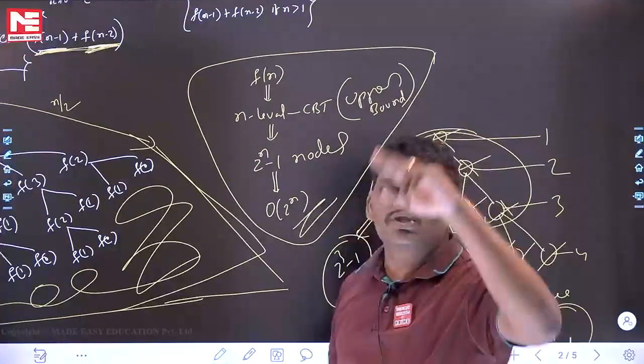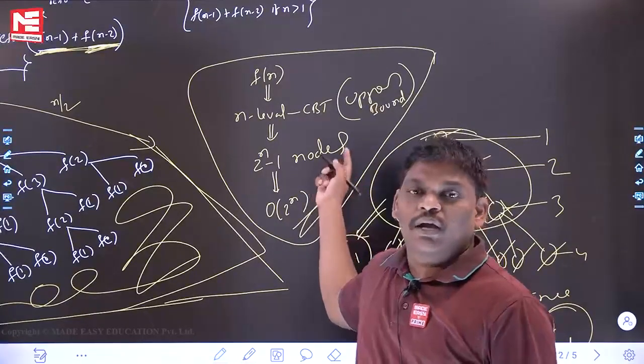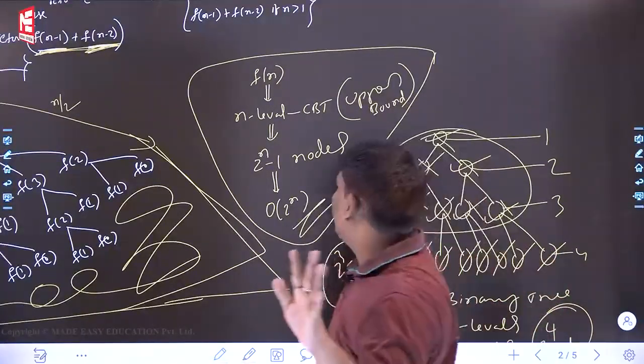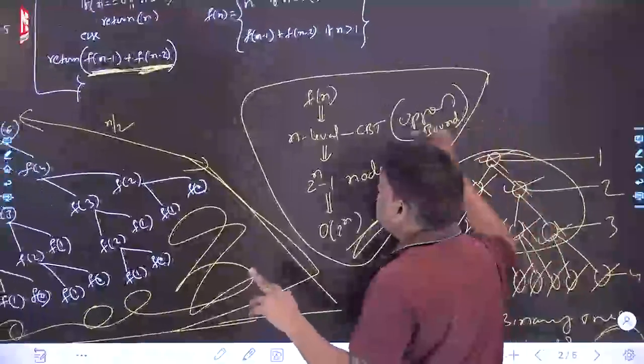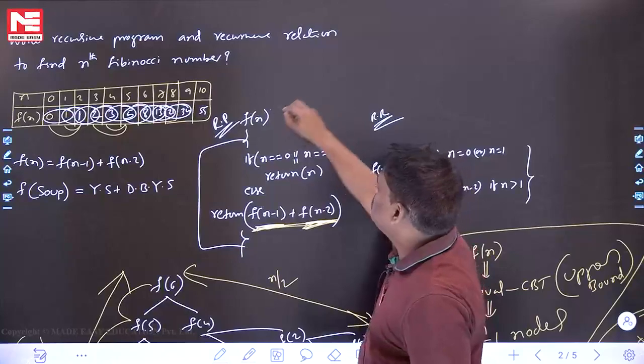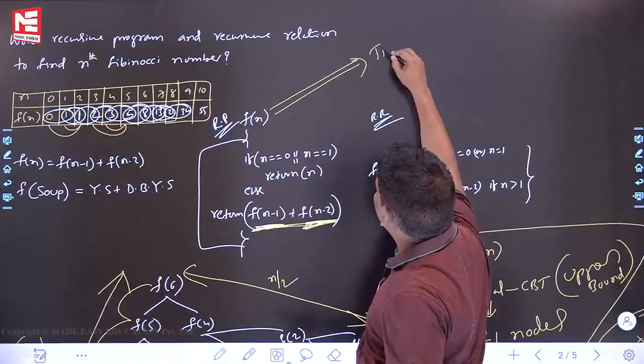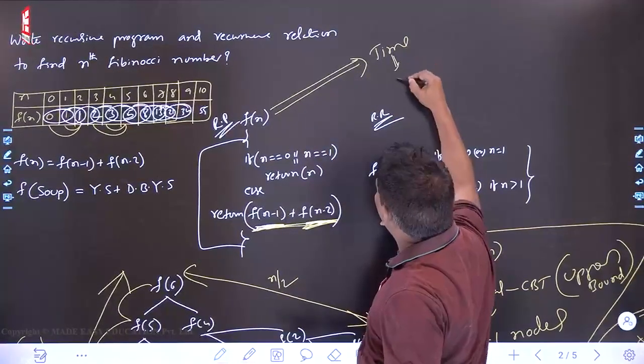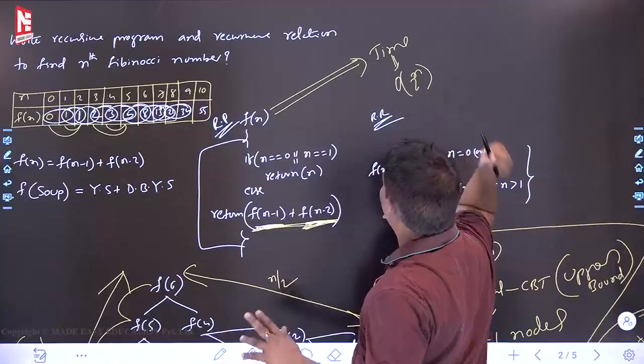If you solve that series, you will get 2 power n. I think you are almost comfortable, so it is the correct time to ask you. Please help me now. This recursive program, whatever you are studying, what is the answer for its time? This recursive program time is going to be upper bound order of 2 power n. Right? This is the time.